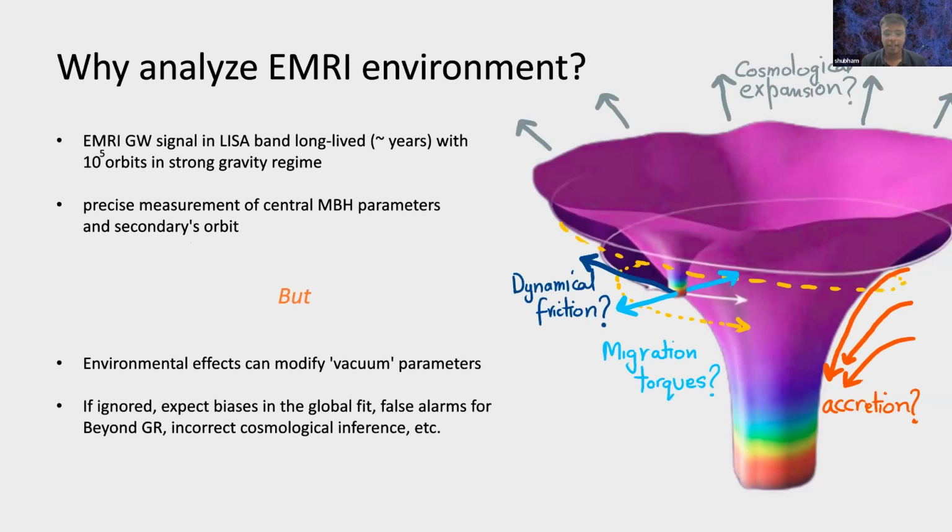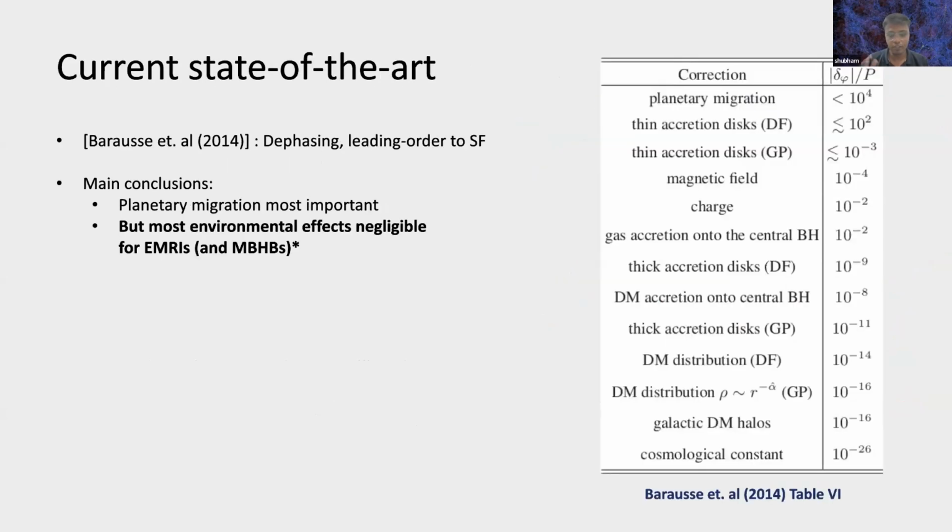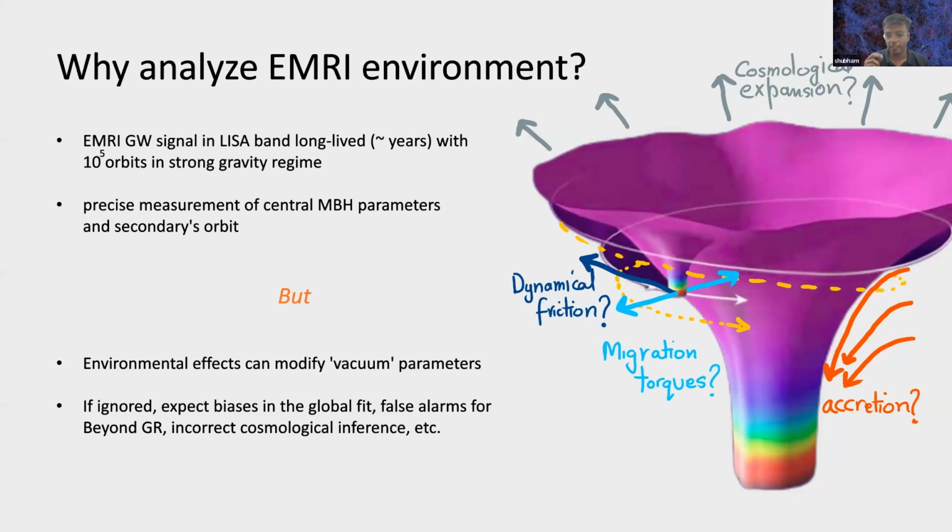However, if environmental effects are not accounted for, or are not modeled in your system, they can modify your vacuum parameters or introduce bias to them. This can lead to biases in your global fit, which is the prime way in which we expect LISA data analysis to be carried out. So biases in a single EMRI can introduce biases in another EMRI, or in your measurement of a supermassive black hole binary system, because of the global fit. It can give rise to false alarms for beyond-GR and GR tests. It can also introduce biases in your cosmological inference, or the inference, for example, of the astrophysical distribution of black hole masses, etc. All of that is just to say that accounting for environmental effects is a very big and necessary task for EMRIs.